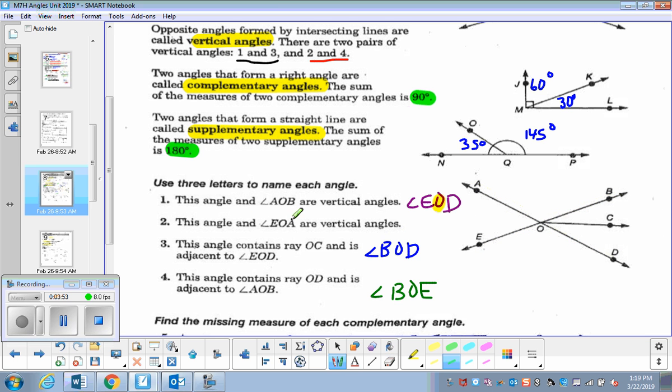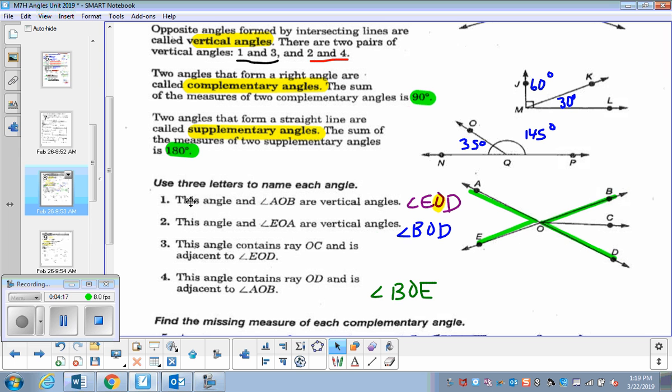So for number 2, this angle and EOA are vertical. So EOA is that green vertical angle. So BOD would be the vertical angle with it, BOD. You could put angle DOB. It doesn't matter. It's up to you. All right, so that was the answer to that one.